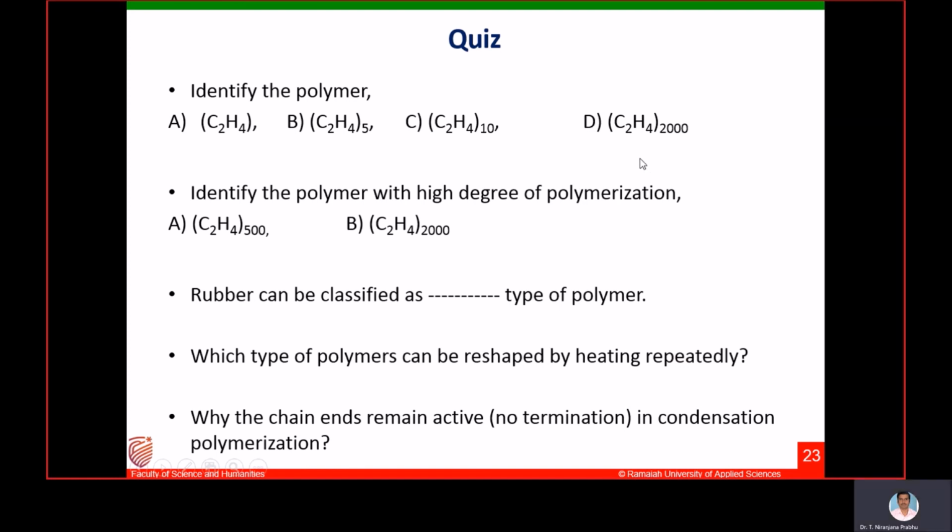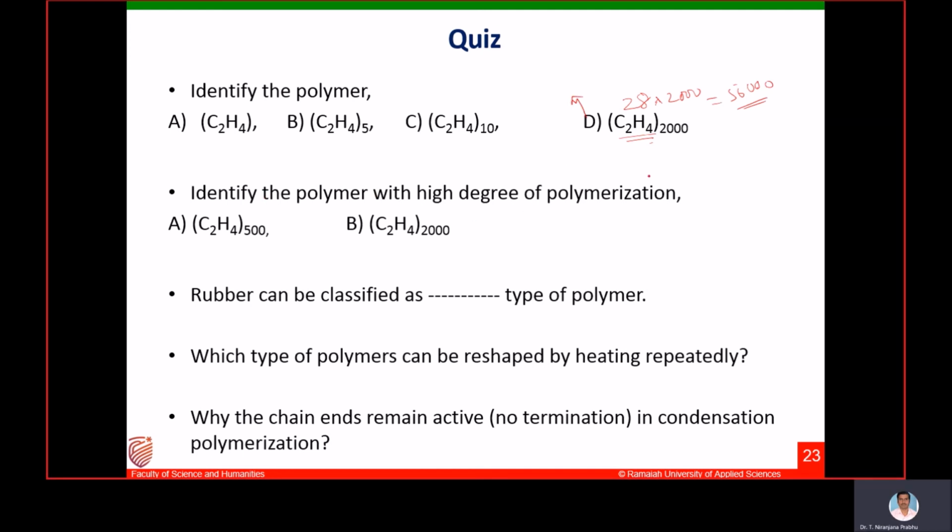If you look at some of the questions: which is a polymer among these first four? These also have multiple monomers, 5 or 10, but we call the larger molecular weight compound a polymer. This is the larger molecular weight compound. The molecular weight of the monomer is 28, and the degree of polymerization is 2000, so this comes to 56,000 molecular weight. So this is a polymer.